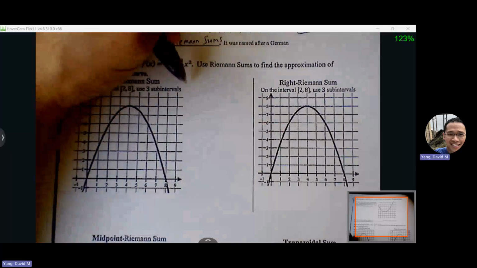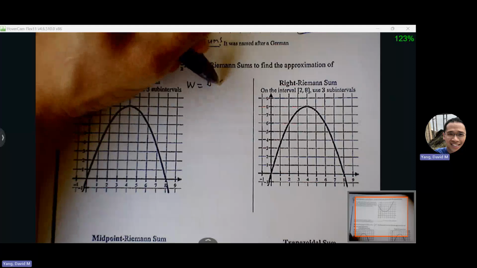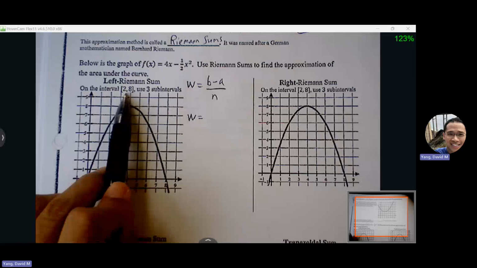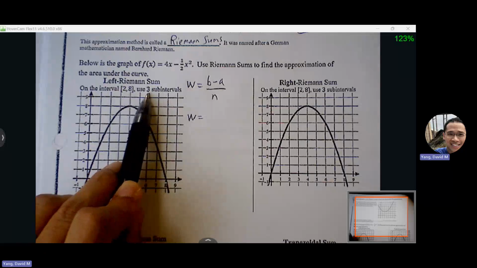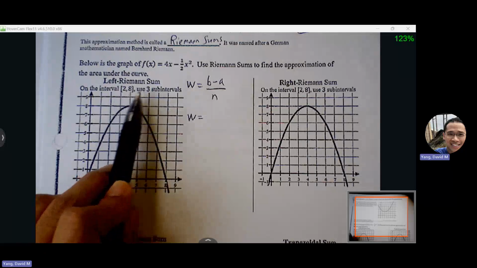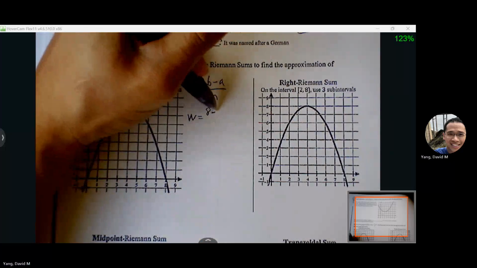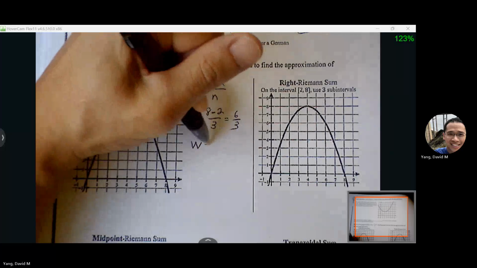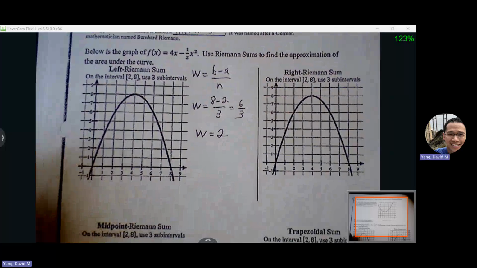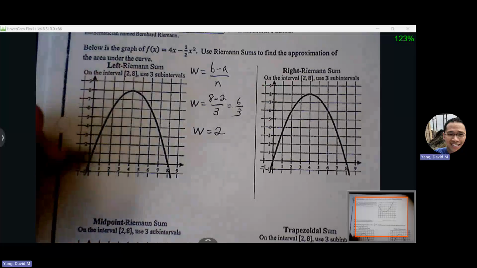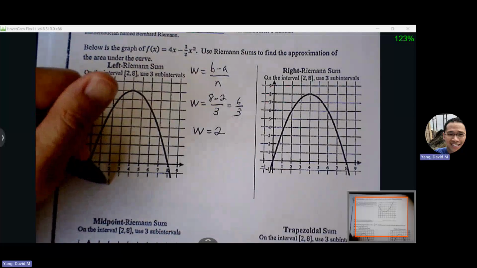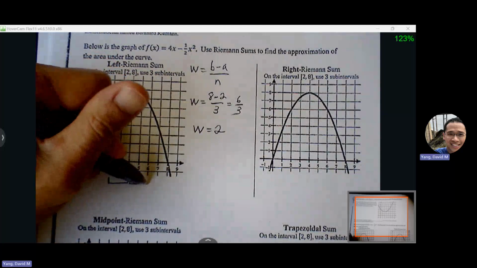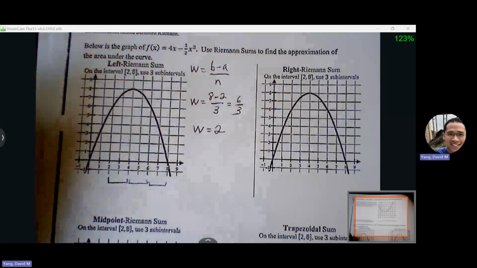So first off, we want to find the width. Width is b minus a over n. My a and b values are the interval, and then the number of intervals is n. So here my n is 3. So 8 minus 2 divided by 3. So the width is 2. So starting at 2, we're going to build rectangles that have a width of 2. So from 2 to 4, that'll be my first rectangle. From 4 to 6, my second rectangle. And then from 6 to 8, my third rectangle.